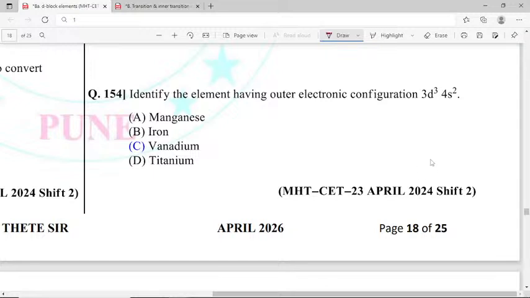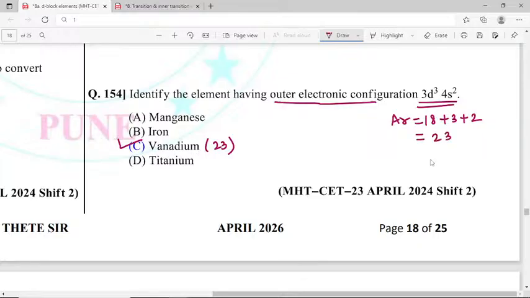Identify the element having outer electronic configuration 3d3 4s2. 3d3 4s2 is vanadium. Atomic number 23. Argon is how much? 18. 18 plus 3 plus 2, how much is the atomic number here? 23. So 23 is vanadium. Vanadium is the element.